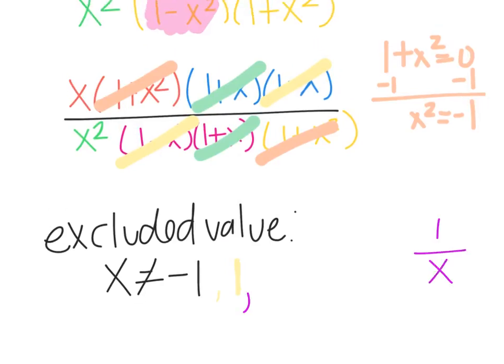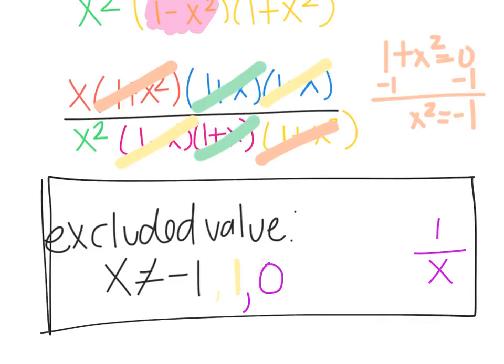And there's also an excluded value at 0, because if I were to set this x squared equal to 0 and solve, I would get x equals 0. So there's going to be an excluded value there. Remember, excluded values are anything that would give you a vertical asymptote or a hole in the function. So this would be my final answer to the problem. They would have 3 excluded values, -1, +1, and 0, and the function would be 1 over x.